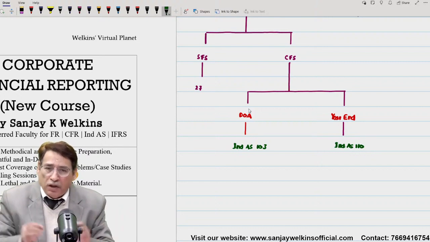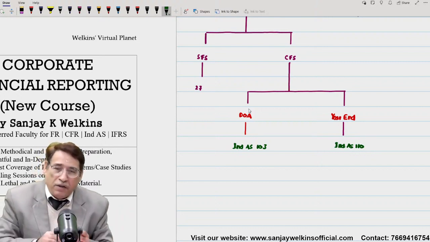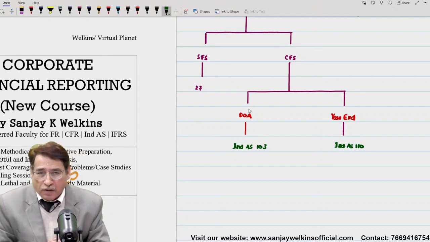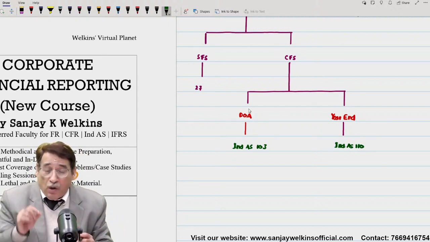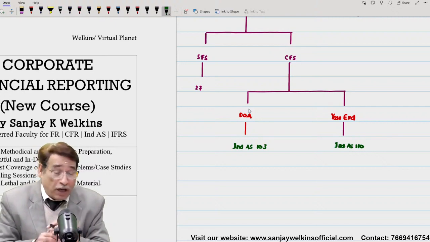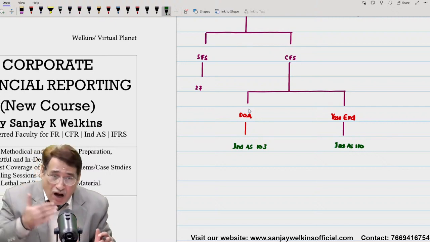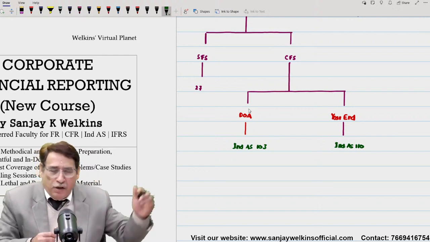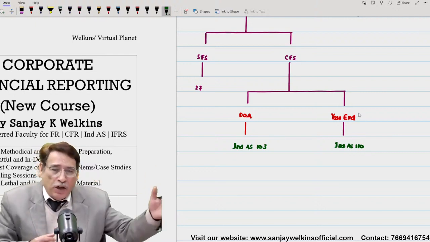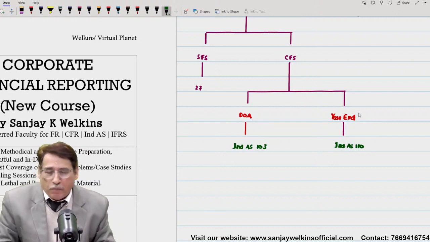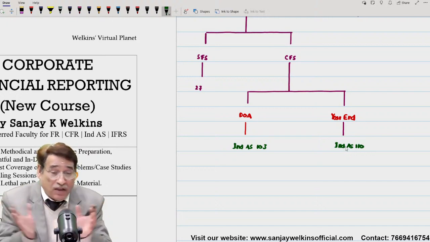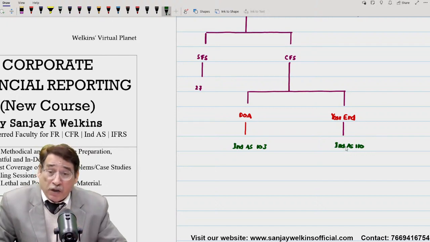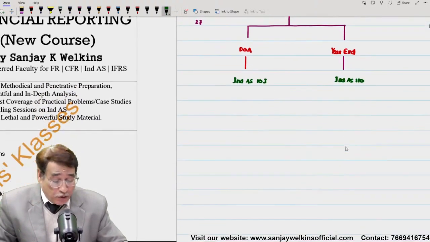Remember one thing, both Ind AS 103 and Ind AS 110 deal with consolidation. However, when the consolidation is done on the date of acquisition, you will have to apply Ind AS 103. And after that, at every year end, not only the current year end but the subsequent year ends also, whenever you prepare the consolidated financial statement, you will have to apply Ind AS 110. That is the basic difference between these two. I hope it has become absolutely clear to you. Please let me know.